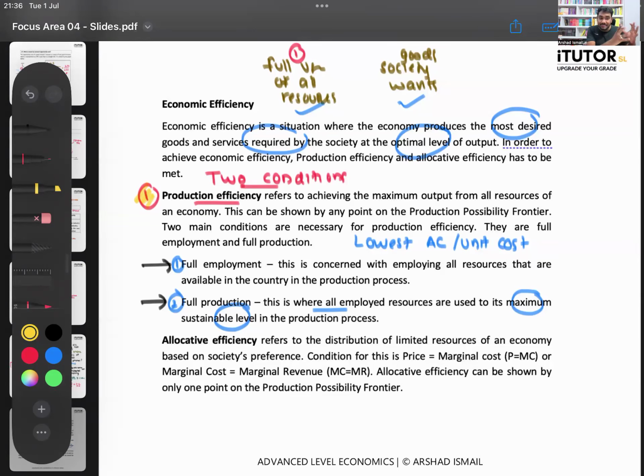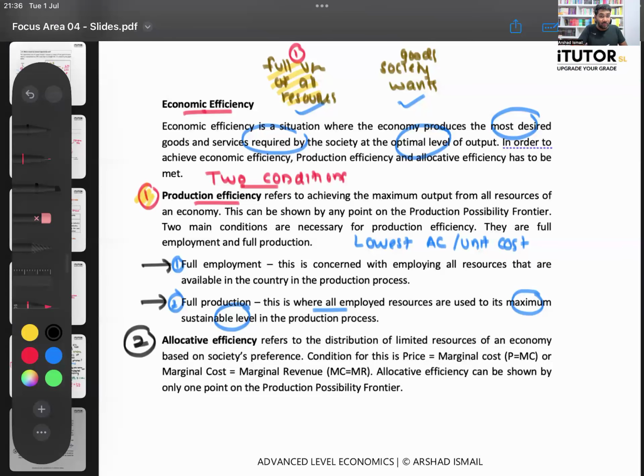Because if you get the maximum sustainable output, you will automatically be producing at the lowest average cost. But is that alone enough to achieve economic efficiency? Just because you use all your resources and get the maximum sustainable output, is that alone enough for you to achieve economic efficiency? Economic efficiency is not about just using all your resources fully. I told you, you have to use it fully. Fine. That is productive efficiency. You should also produce what the society wants.